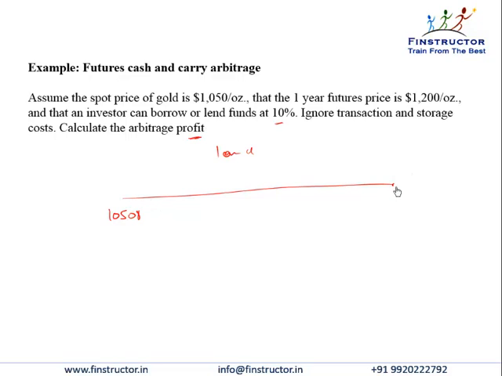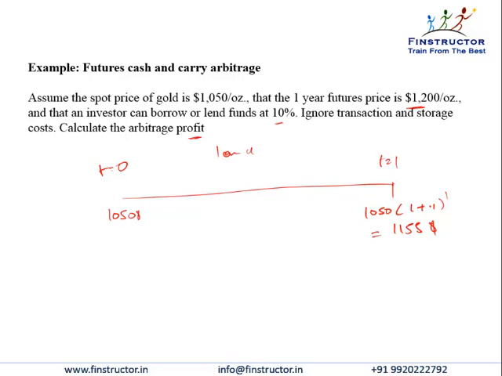such that the fair forward price at the end of 1 year can be determined as 1050 into (1 plus 0.1) to the power 1, because 10% is the annual rate, which comes out to be $1155. Now for some reason we see that the observed futures price is $1200 in the market, or in the market people are longing the futures or longing gold one year forward at the price of $1200.